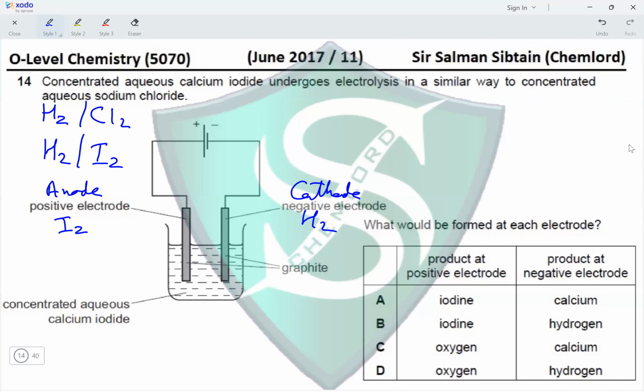Okay. What would be formed at each electrode? At the positive electrode, we would have iodine, eliminating options C and D. And at the negative electrode, we would have hydrogen, eliminating option A, making option B the correct option for this question.